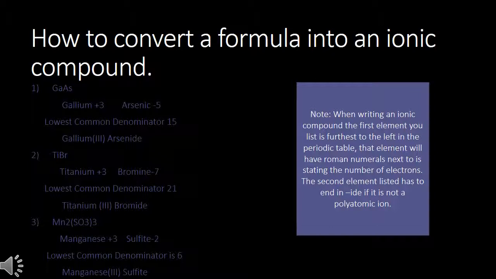Manganese, sulfite. Manganese has positive 3, sulfite -2. The lowest common denominator is 6. So you want to write out manganese 3 sulfite.